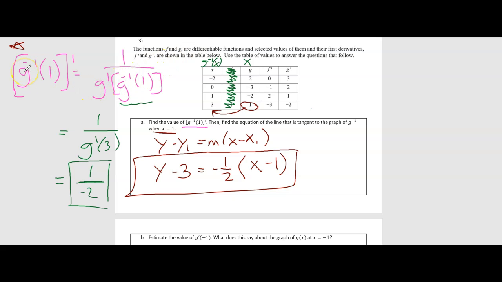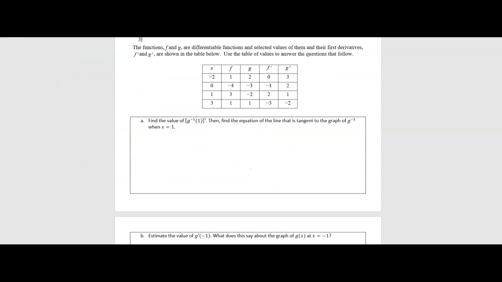Okay, now for part B, it says estimate the value of G prime of negative 1. What does this say about the graph of G of x at x equals negative 1? So let's clear our work up here, and let's see what we can find out about G prime of negative 1. We have a G prime column, right? The only problem is negative 1 isn't listed, right?